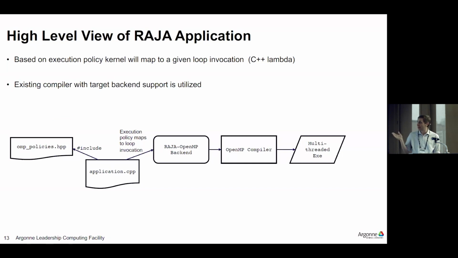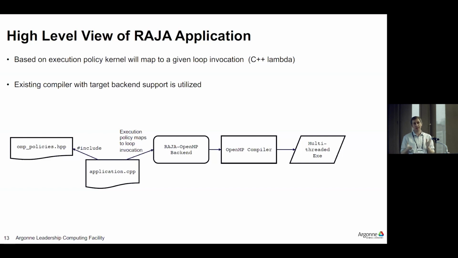So at a high level, this will probably look similar because that's how a lot of things work. But essentially you have an execution policy. You're going to include policies for, say, my CPU, OpenMP policies. These are just using typename for a template type. These are going to get passed in.